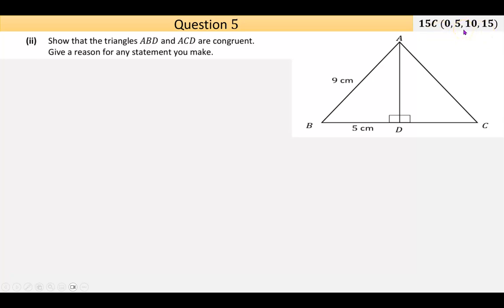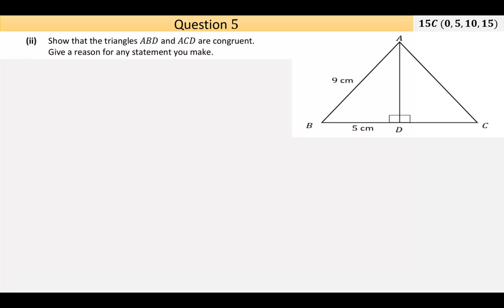Now, part 2 then, which is surprisingly worth 15 marks. It's a huge chunk of the exam in comparison. It says show that the triangles ABD, ACD are congruent.